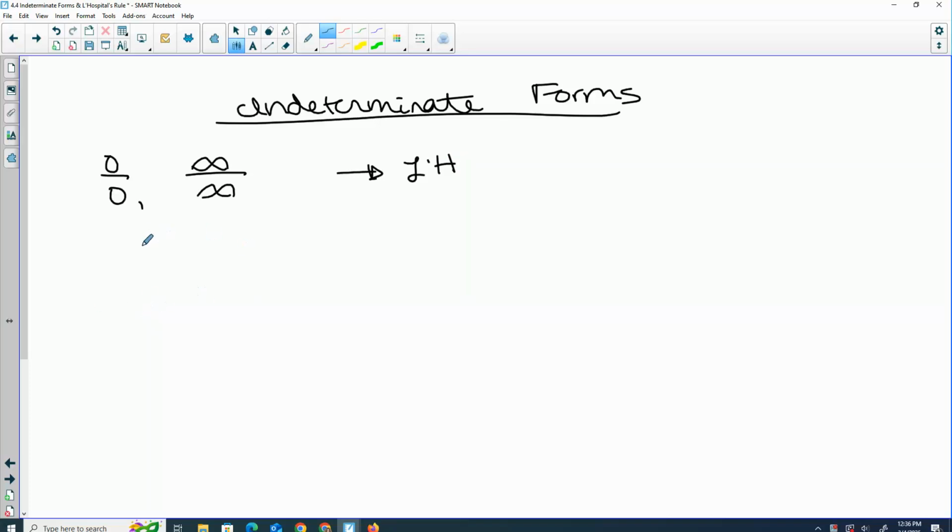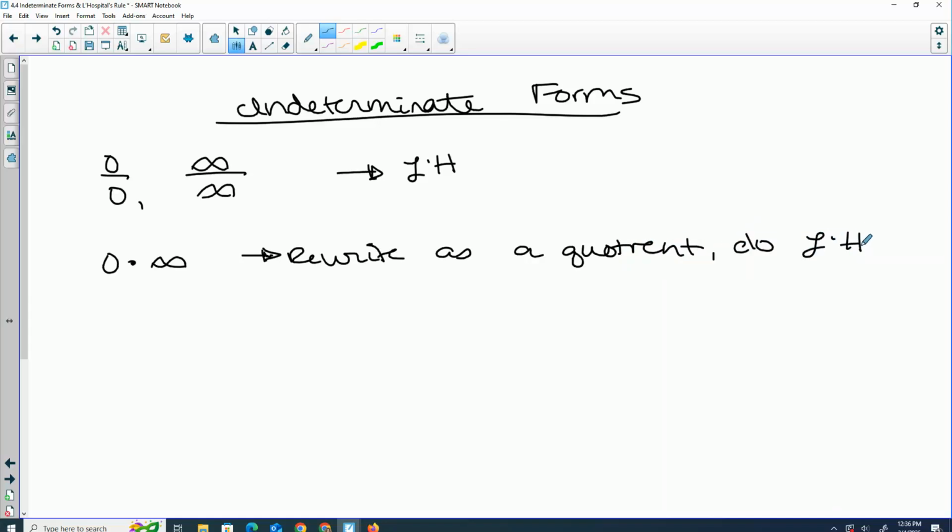Okay, but what we just read is that if you have 0 times infinity, that is another indeterminate form. We don't know what 0 times infinity is going to turn into. It depends on if you're approaching 0 faster or infinity faster. So it could be 0, it could be infinity, it could be something in between. So our strategy on these is to rewrite it as a quotient. Then we can do L'Hopital's.